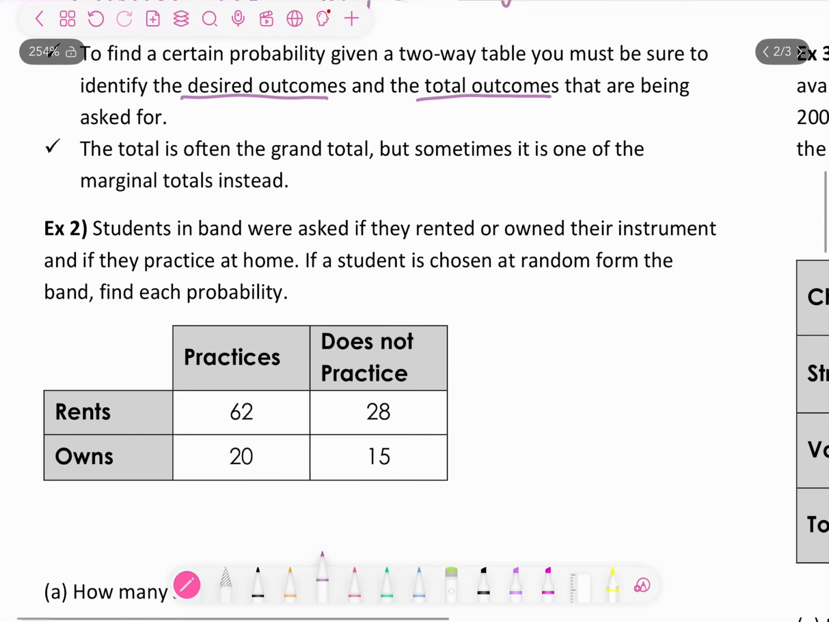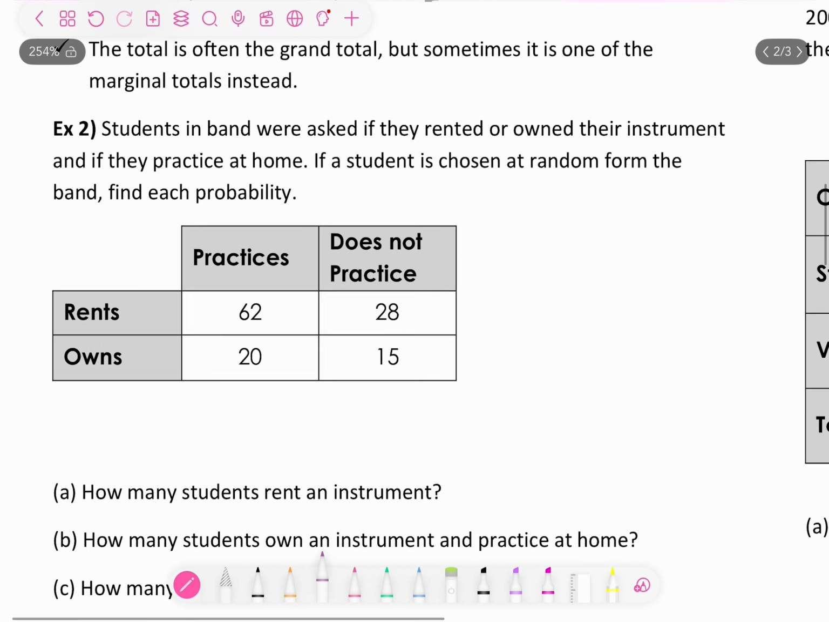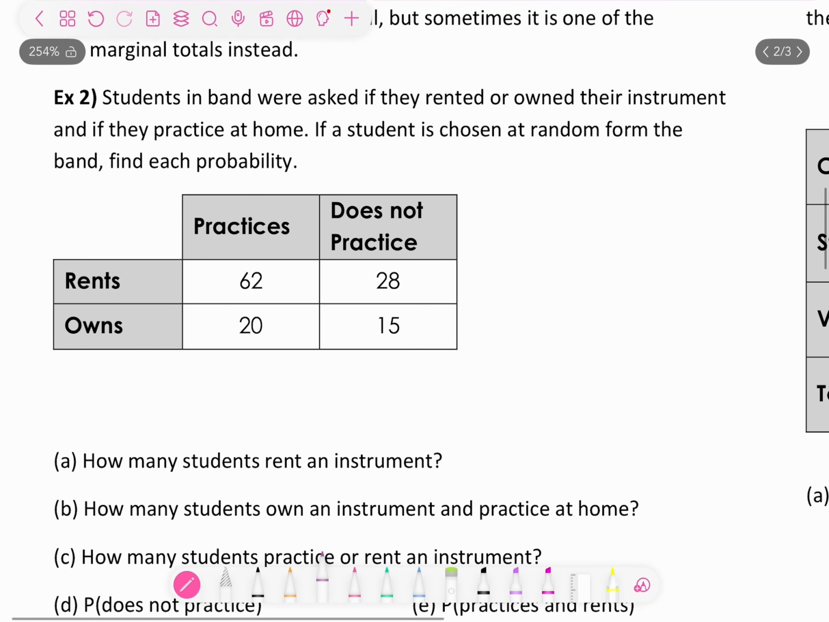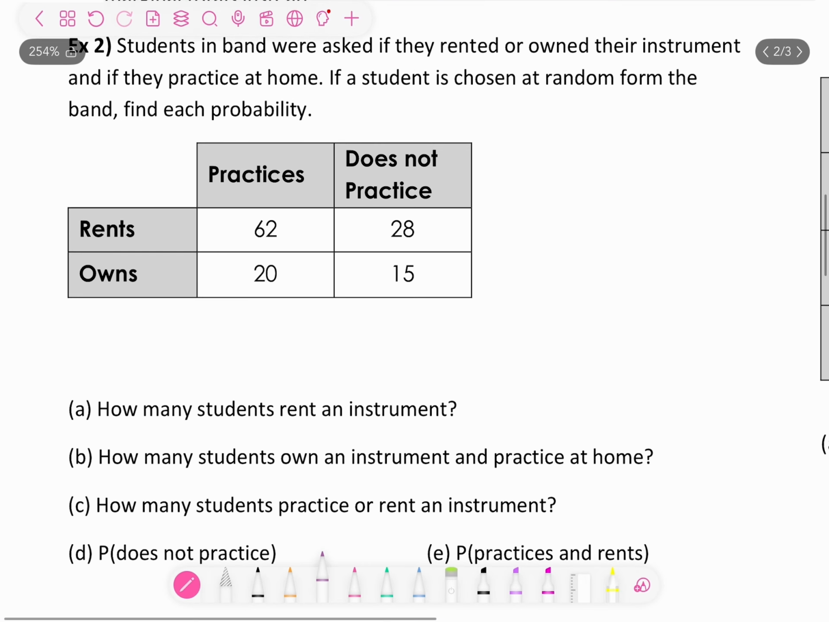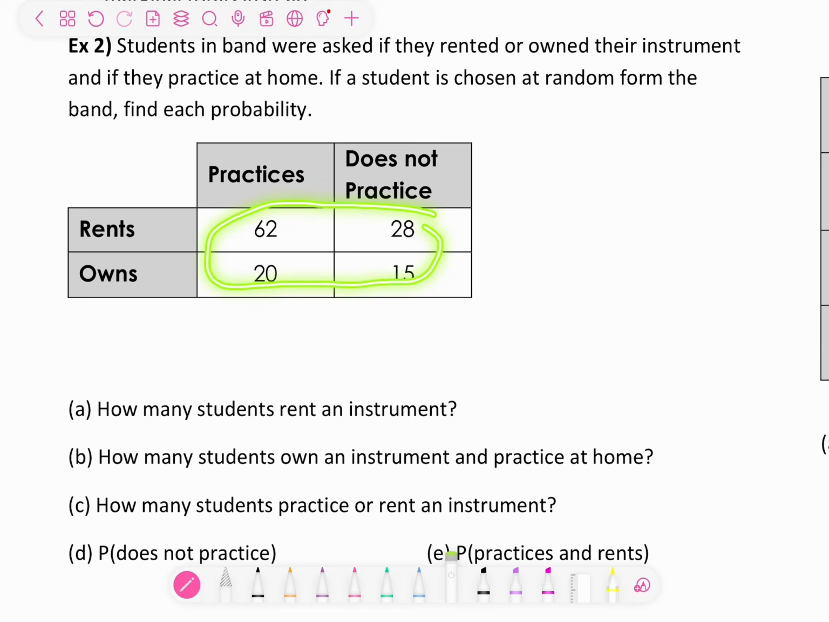All right. Example 2. Students in band were asked if they rented or owned their instrument and if they practice at home. If a student is chosen at random from the band, find each probability. So first thing I notice when I look at this table is that all of these joint frequencies are given, but there are no totals at all. There's no marginal frequency. There's no grand total. So I'm going to go ahead and fill those in now. You don't have to necessarily, but I just find it easier to complete everything if I add everything ahead of time and I have my whole table filled in.